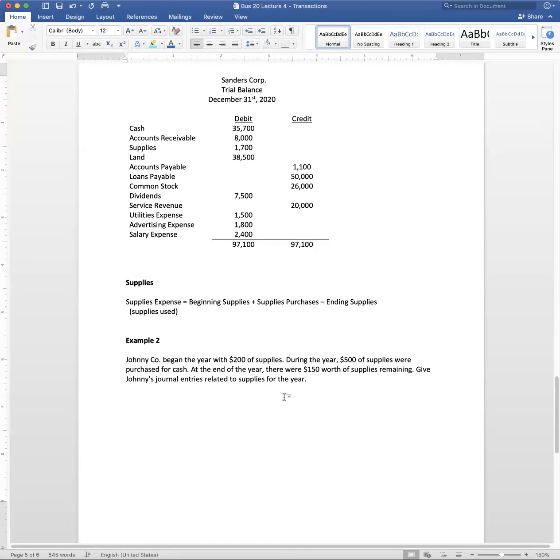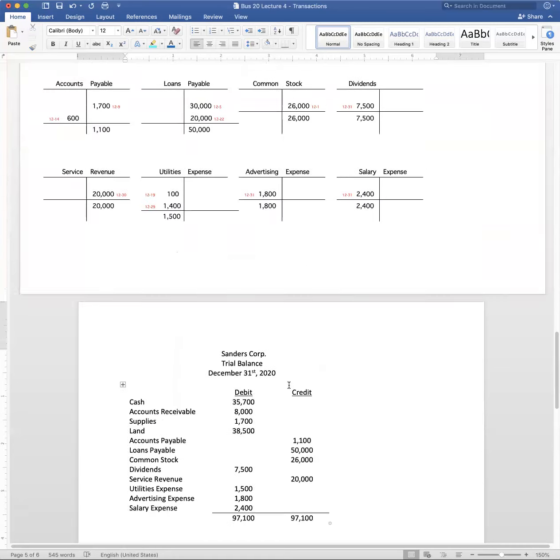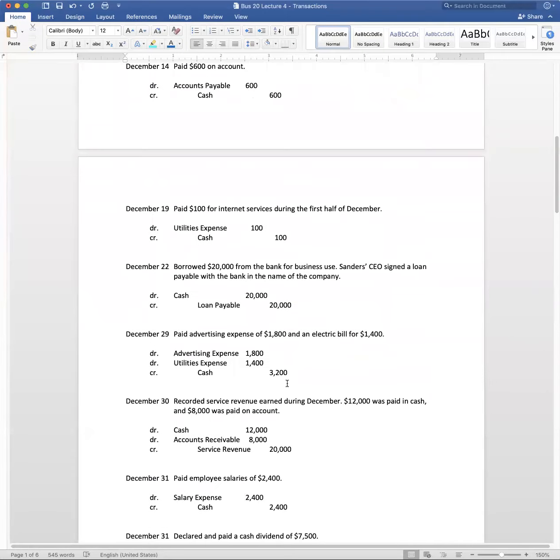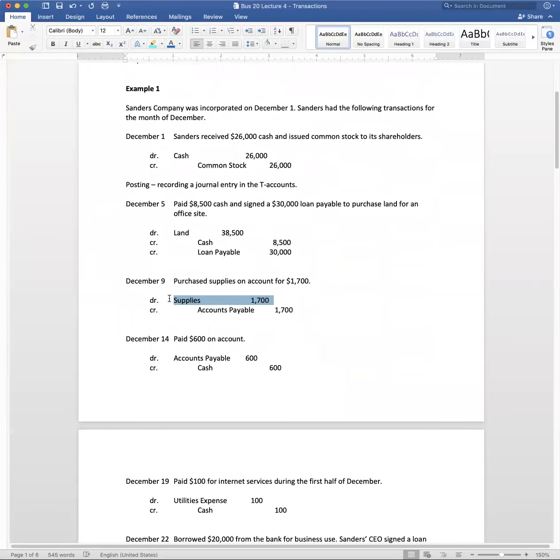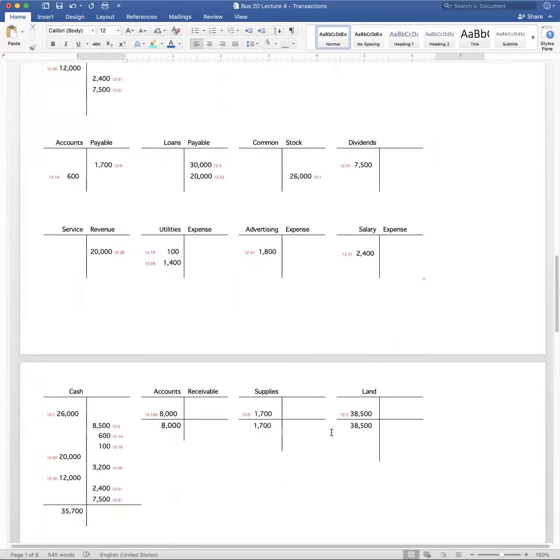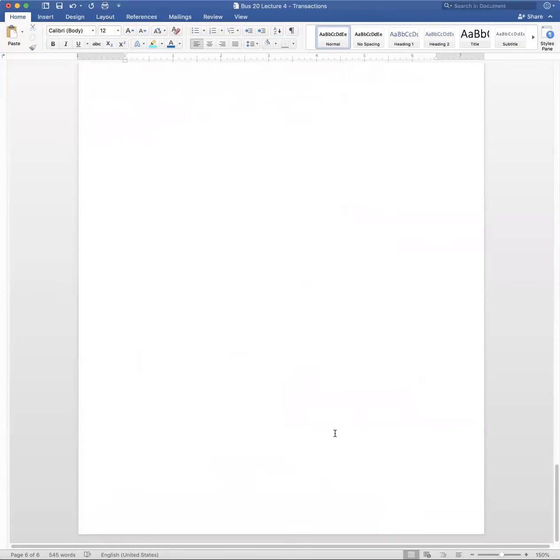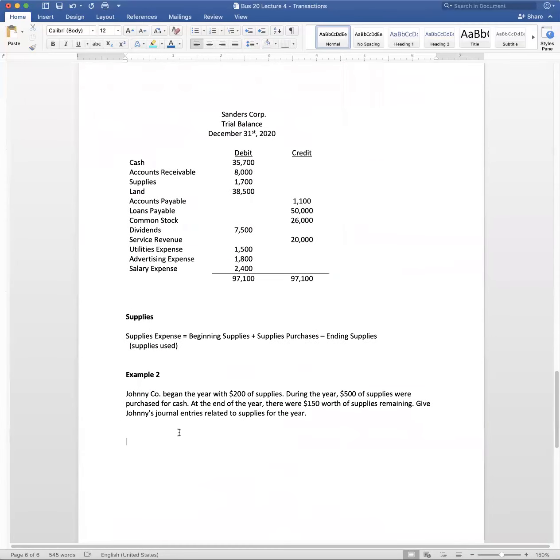Okay, now the purchases, we've done that before. In fact, way back here in this particular question, we had a purchase of supplies. So we already know how supplies purchases work. But let's do it again for Johnny. So it says during the year, $500 of supplies were purchased for cash. So that means we're going to increase supplies, which is a debit, and decrease cash, which is a credit. So here we have our purchases of supplies.